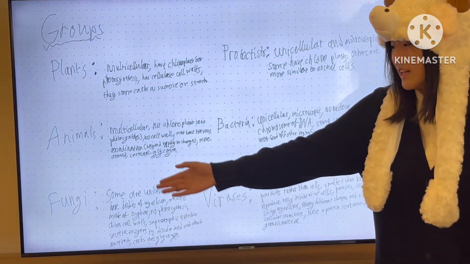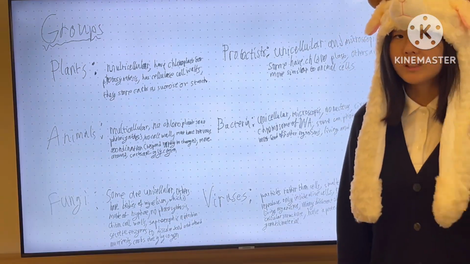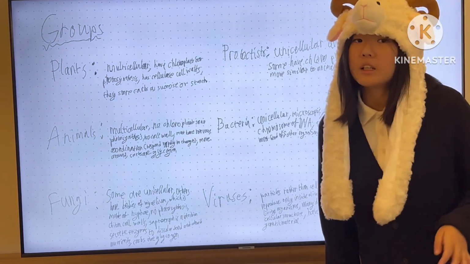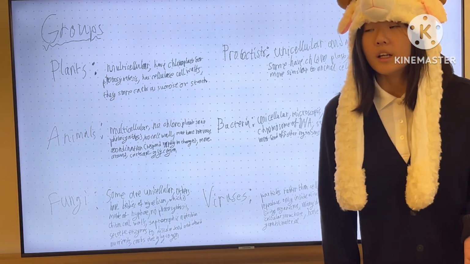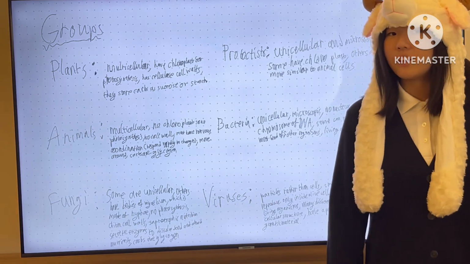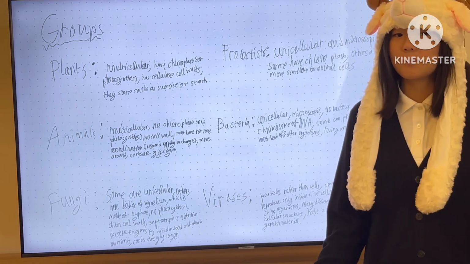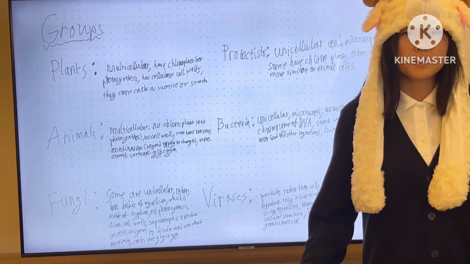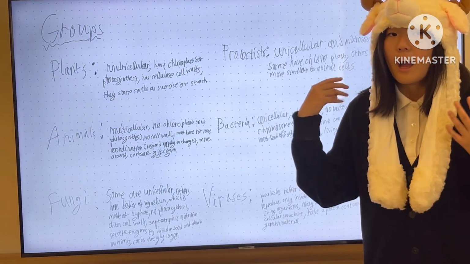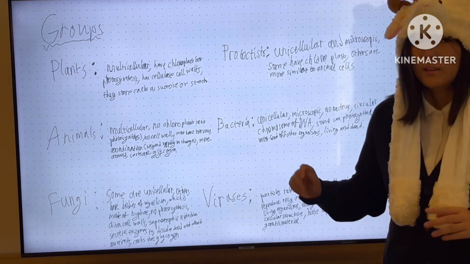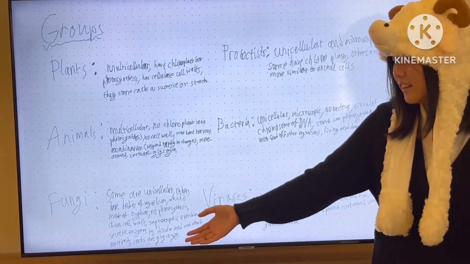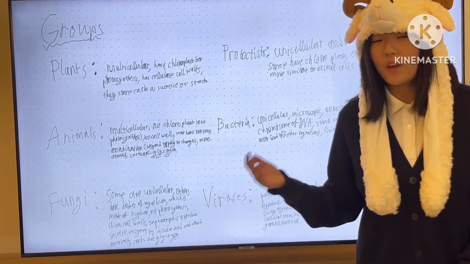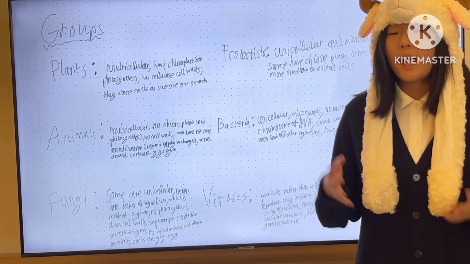The third group is fungi. Some fungi are unicellular while others are multicellular. An example of unicellular fungi is yeast. A multicellular example would be mushrooms. Multicellular fungi have bodies made of mycelium. Mycelium is made of hyphae. They don't go through photosynthesis, and although they have cell walls, they aren't made of cellulose, but chitin.